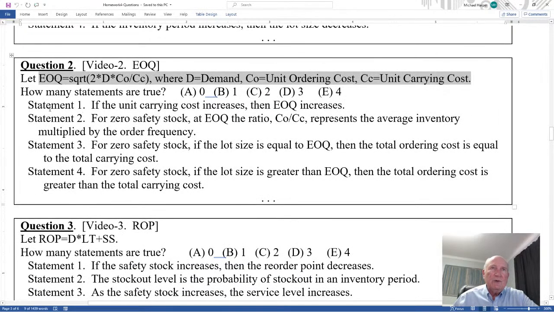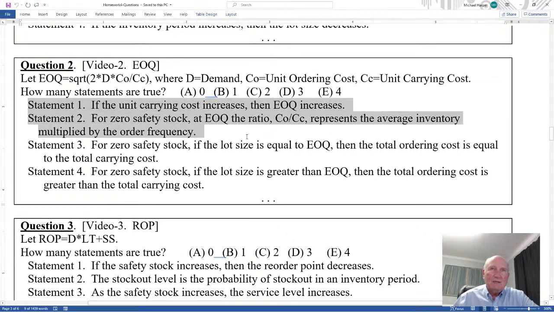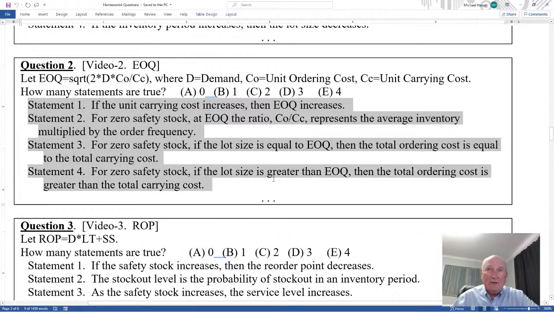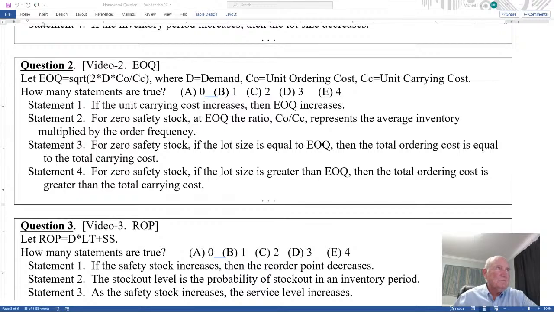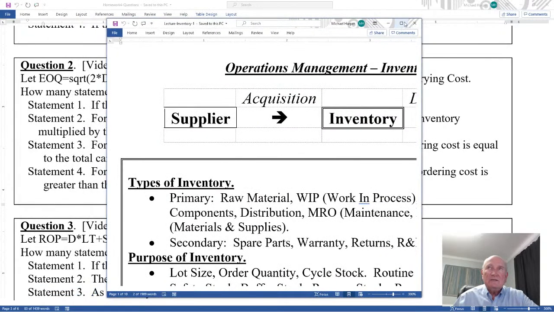Now in EOQ, I'm coming down through different definitions. These are relationships with zero safety stock, the ratio here, and the relationship between ordering and carrying cost. The answer to question 2, these statements, are not only in video 2, but also in the lecture. Let's bring up the lecture notes. See if I can bring them up here.